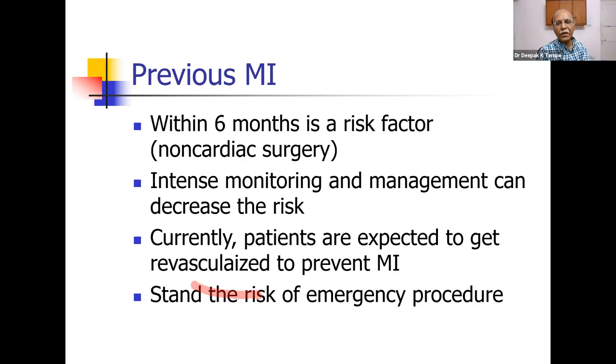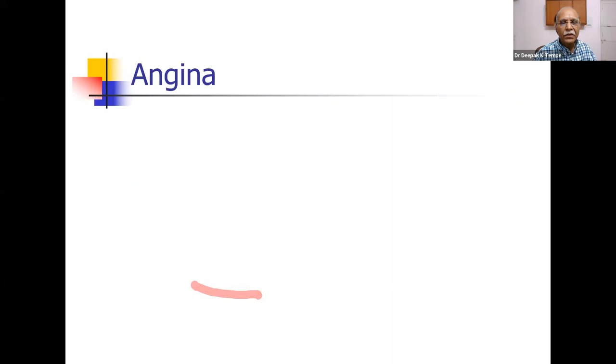And as we proceed during this presentation, you will see what other factors are responsible for increasing the risk of morbidity and mortality. And one can apply those criteria even in a scenario of emergent surgical procedure. Next is the presence or absence of angina. As you know, there are types of angina: stable, unstable, and variant angina.